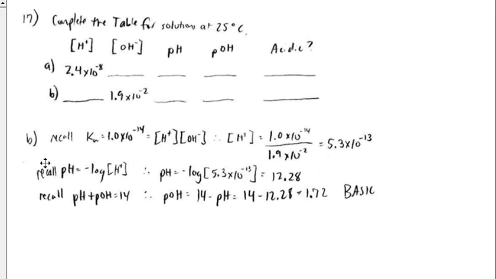Part B. Again, Kw is 1.0 times 10 to the negative 14th. Rearrange this equation here. Find out what the H+ ion concentration is, because we're given the OH- concentration. So the H+ ion concentration is 5.3 times 10 to the negative 13th. Take the negative log of that, and that'll get us the pH. The pH is 12.28. pH plus pOH equals 14, so the pOH is 1.72. This is also basic. So both A and B are basic.